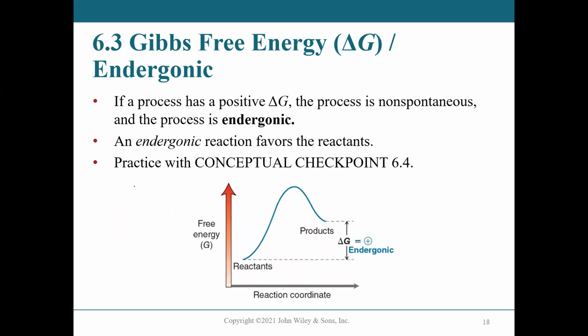So if a process has a positive delta G, the process is non-spontaneous and we're going in the opposite direction. So think about this product right here, and we bust it up into this, and then we bust it up into that. So if we're gonna break these bonds, then this is gonna be endergonic.